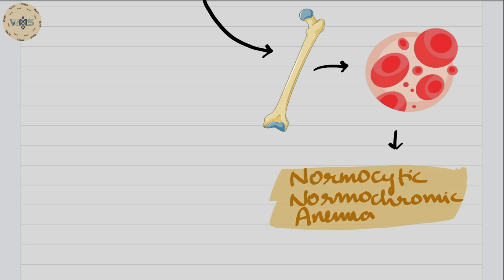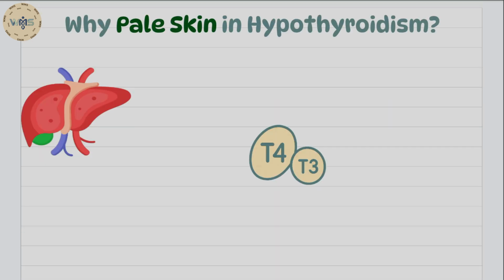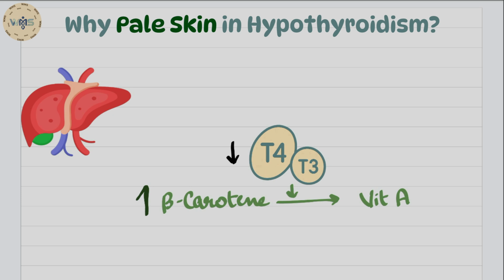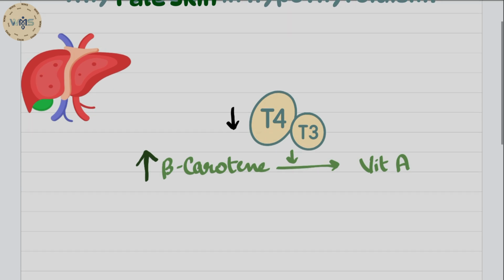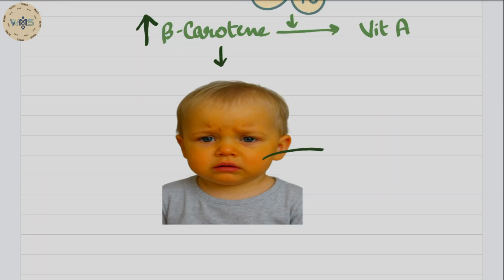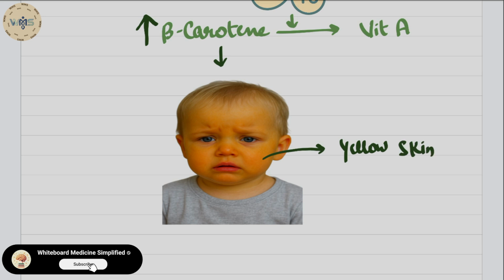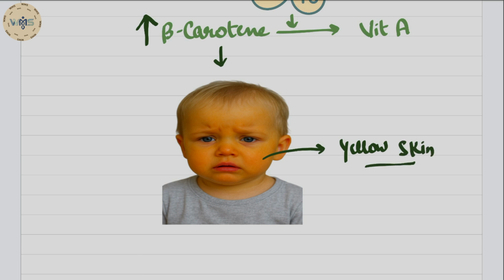Thyroid hormones are required for conversion of beta-carotene to vitamin A in the liver. In hypothyroidism, the beta-carotene accumulates in the skin, particularly in subcutaneous fat, and produces yellow discoloration of the skin. Since it is due to carotene and not bilirubin, the sclera remains white, which is an important differentiating point from jaundice.